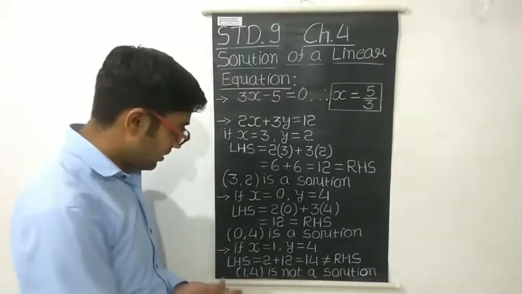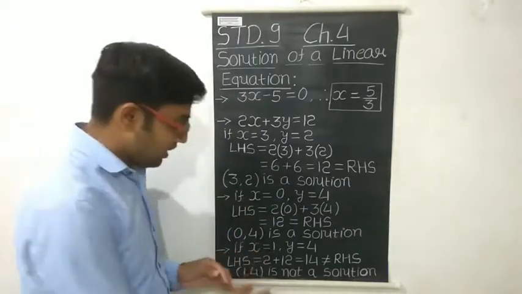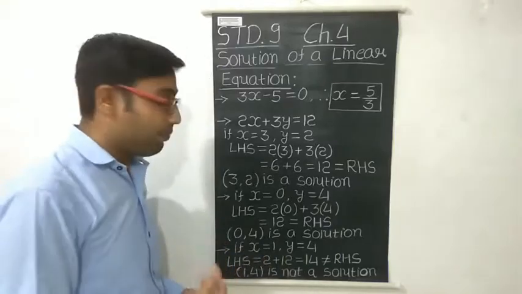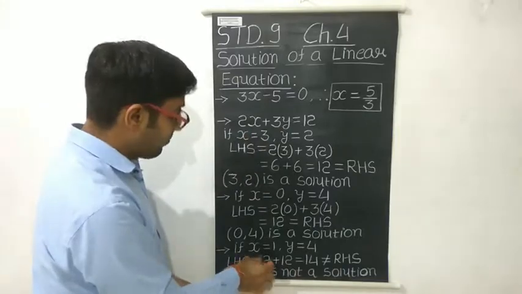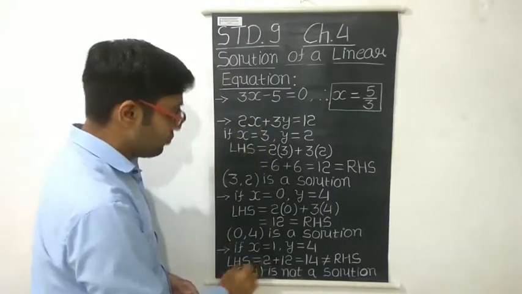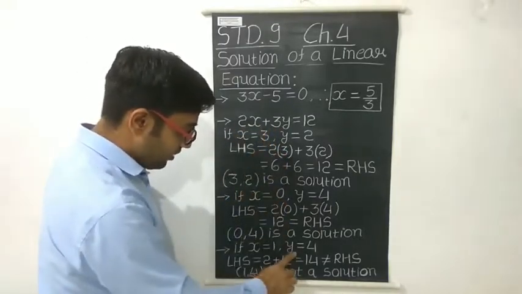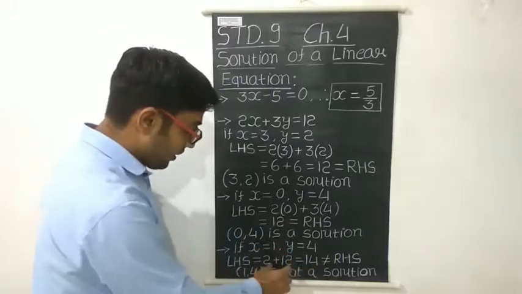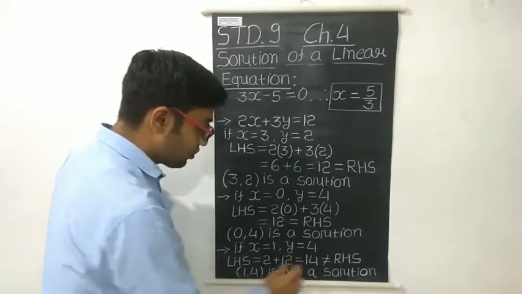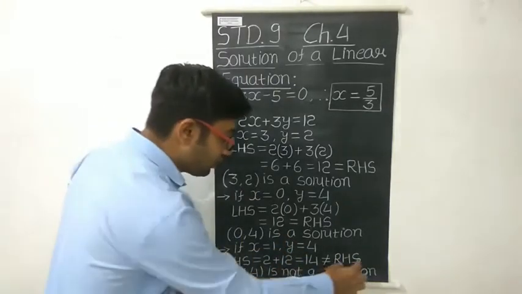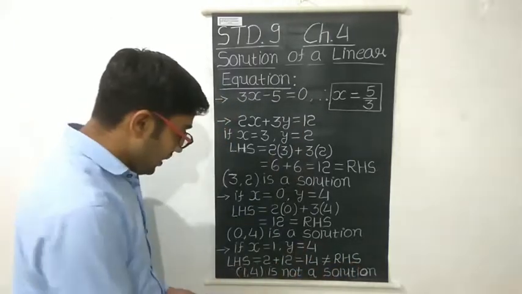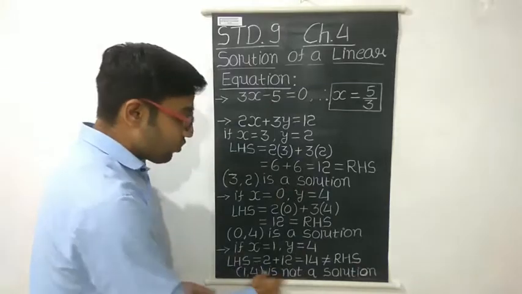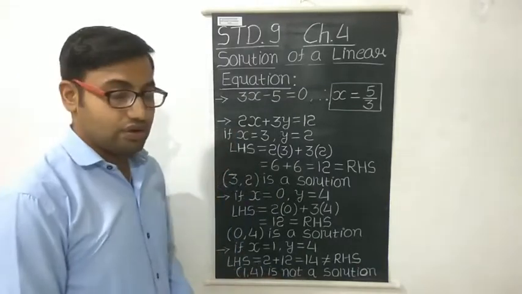Sorry, if x is equal to 1 and y is equal to 4, then what will happen? See, left hand side is equal to 2x plus 3y. Now we directly multiply. 2, x is 1, so 2 ones are 2. 3 into y is 4, so 3 4s are 12. So the total value is 14, and it is not equal to the right hand side value. 12 and 14 are not equal. So this value (1, 4) is not a solution of this linear equation.